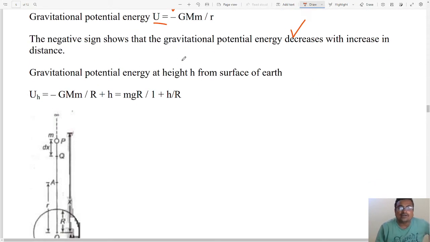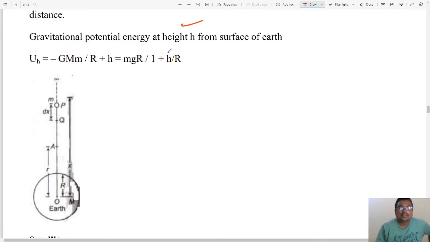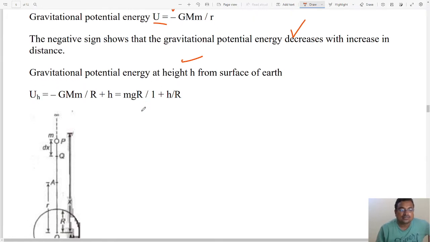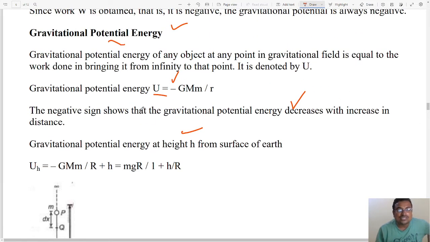So the gravitational potential energy at a height from the surface of the earth can be written as follows. This is our earth, this is the radius, and this is the distance we are increasing. At one point, that is delta x, from the center of the earth to the height x. So my dear friends, this is the gravitational potential energy at a height from the surface: U equals minus GMm divided by R plus h. My dear friends, the gravitational potential energy is equal to the amount of work done to bring an object from infinity to the point, represented by U. The gravitational potential energy decreases with increase in distance.